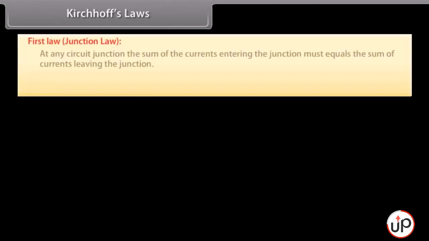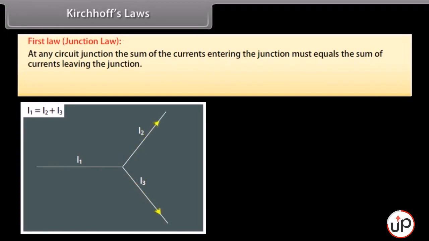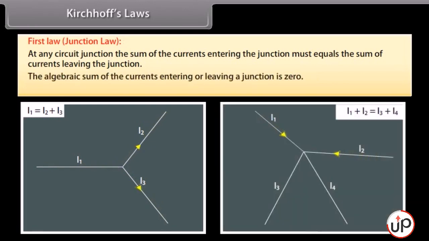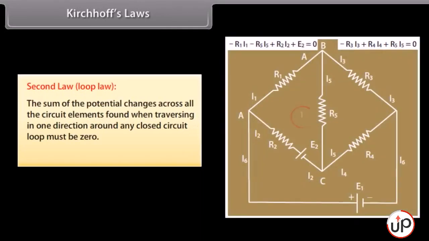Kirchhoff's laws. First law states that at any circuit junction, the sum of the currents entering the junction must equal the sum of currents leaving the junction. The algebraic sum of the currents entering or leaving a junction is 0. Summation of I is equal to 0. Second law states the sum of the potential changes across all the circuit elements found when traversing in one direction around any closed circuit loop must be 0. Summation of delta V is equal to 0.